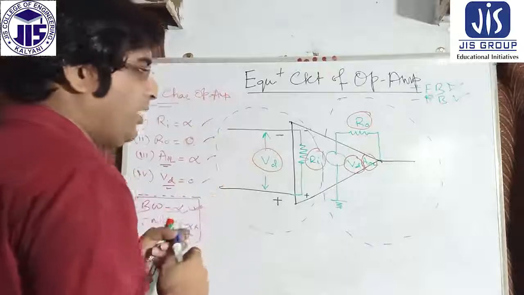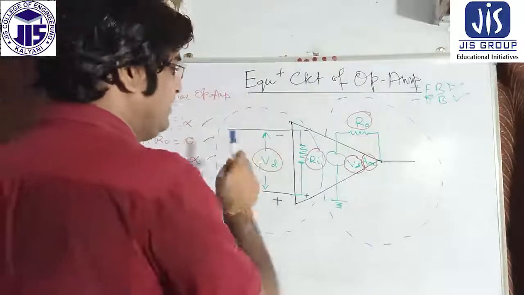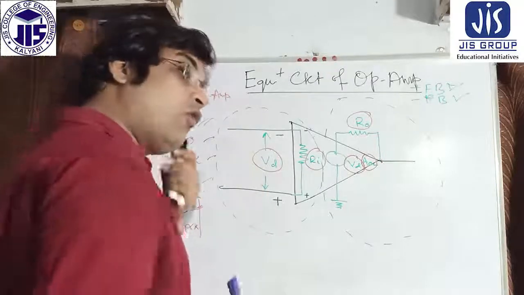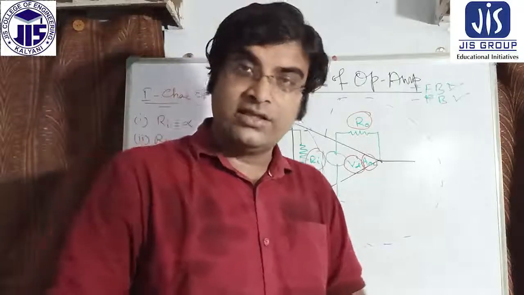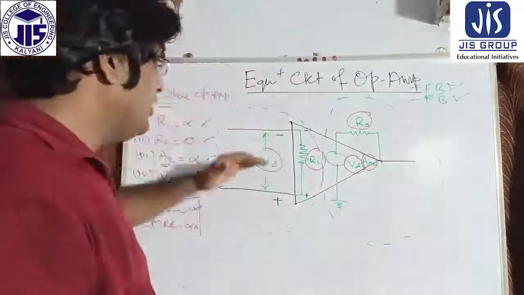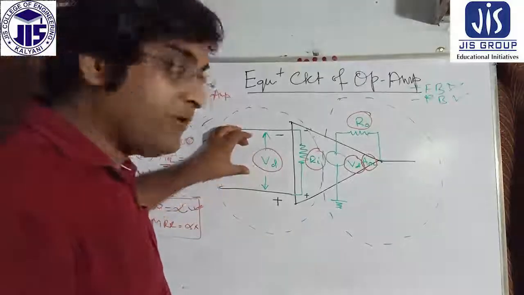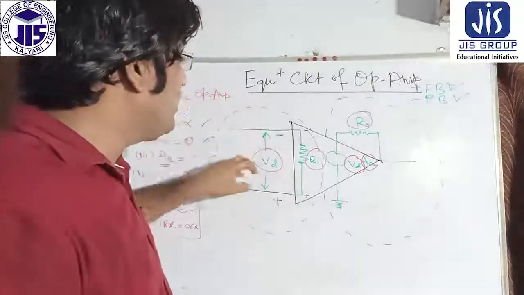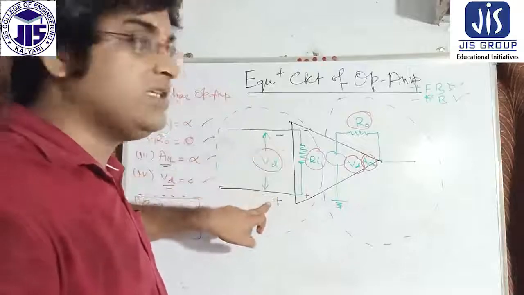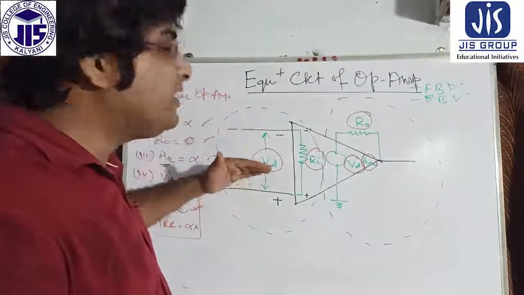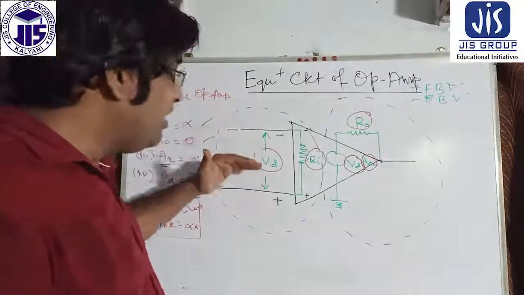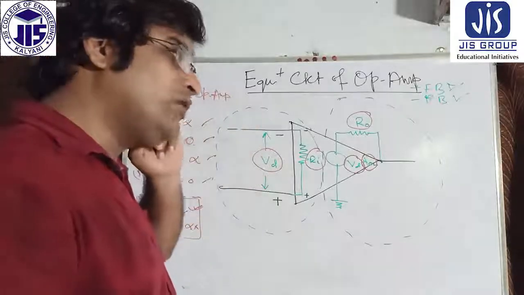I am coming to the point. There is a Vd, that is the voltage difference between the two input terminals, inverting to non-inverting terminal. This is called the Vd. Vd is the voltage difference between the two input terminals.